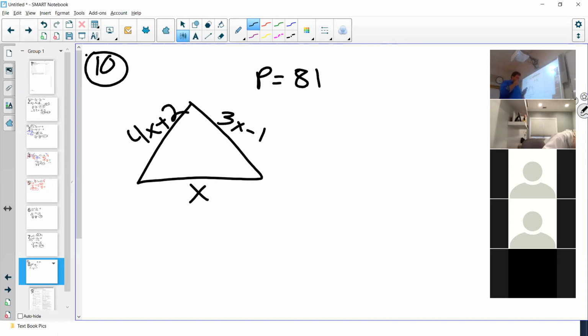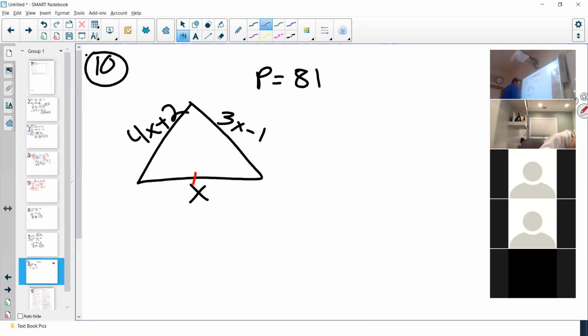So the perimeter is 81 inches. What are the lengths of the sides of the triangle? Well, here is the perimeter, the perimeter of the shape. I don't know if you guys do shapes, but the perimeter of the shape is all the sides added up.